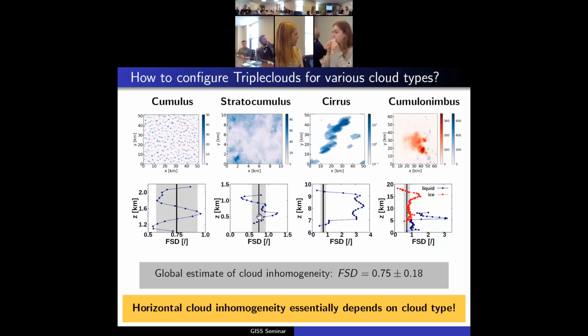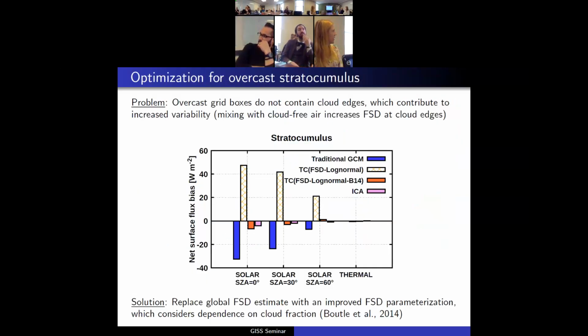For stratocumulus, it turned out that radiatively important is this upper part of the cloud. If you look at the cloud fraction profile, most of the cloud was concentrated in the region around 1 kilometer height, and here the actual inhomogeneity of this scene is lower than the global estimate. Whereas for cirrus cloud, the opposite was the case. Cirrus was extremely heterogeneous with very high values of inhomogeneity. So let's now take a look at how we have optimized these two cases.